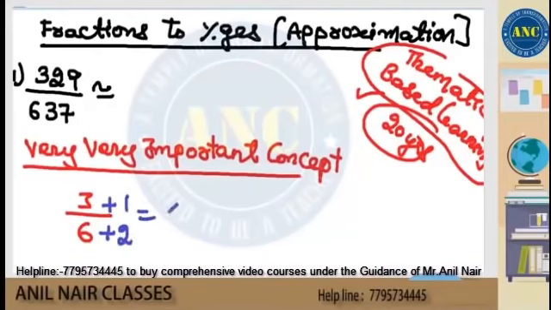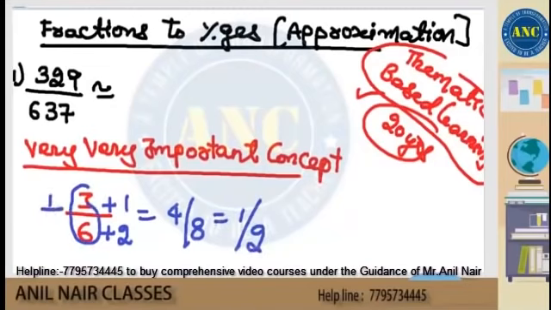If I add 1 and 2, it is 4 by 8. 4 by 8 is nothing but 1 by 2. The original ratio is 1 by 2. If I add in the same ratio, the answer will not change.